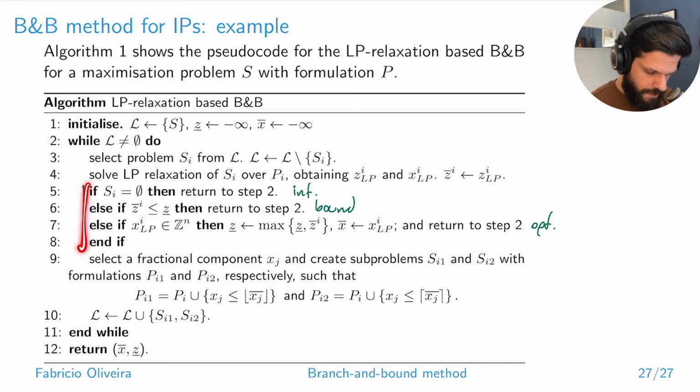Then if everything else fails, it means that you have a fractional component, and then you create your subproblems, one of them with rounding down and the other with rounding up, with greater than or equal, of course. And then you update your list of subproblems by adding these newly created subproblems, and rinse and repeat. So that's it. That's branch and bound for integer programs using LP relaxation. I hope that example helped clarify how it works in the context of IPs.